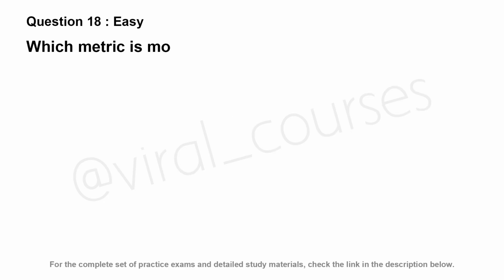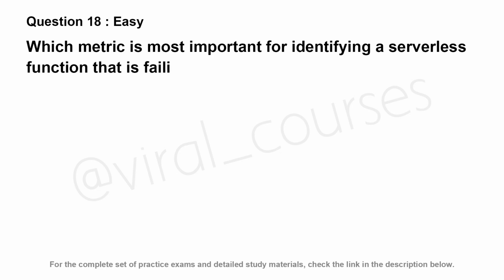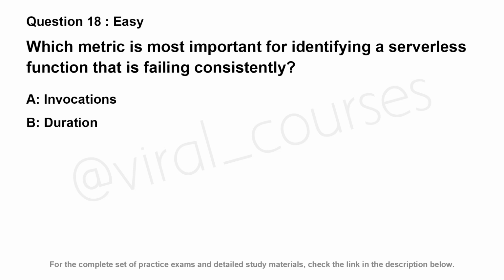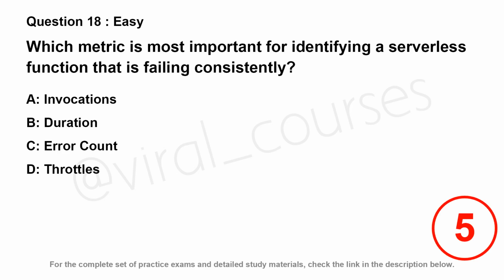Which metric is most important for identifying a serverless function that is failing consistently? Option A, invocations. Option B, duration. Option C, error count. Option D, throttles.